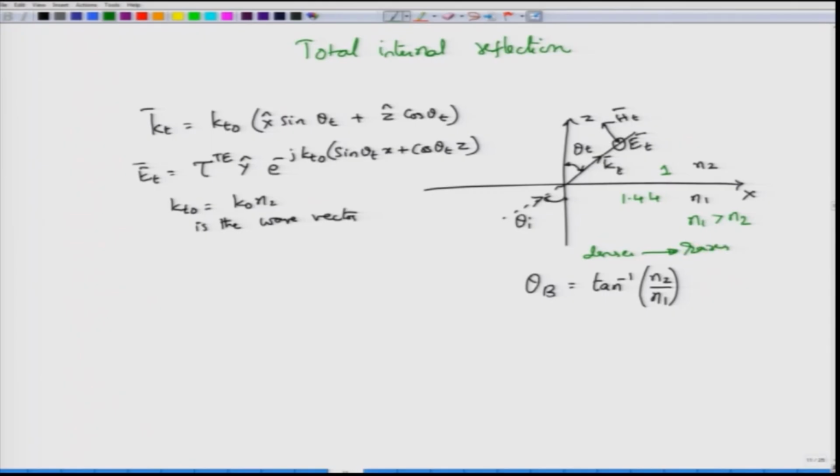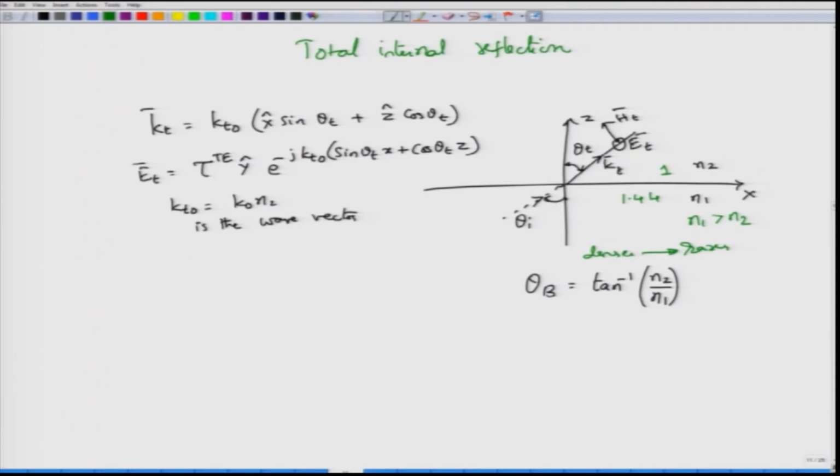Remember, denser and rarer only refer to the refractive index values. The larger the refractive index, we call it the denser medium, the smaller one we call the rarer medium. And what I am interested in, as I told you, is the transmitted wave, which makes an angle theta t. What is the bound on theta t? As I increase theta i, what values can theta t take?